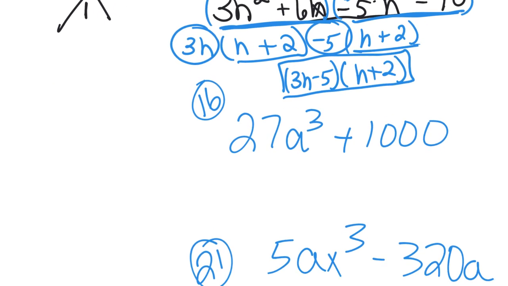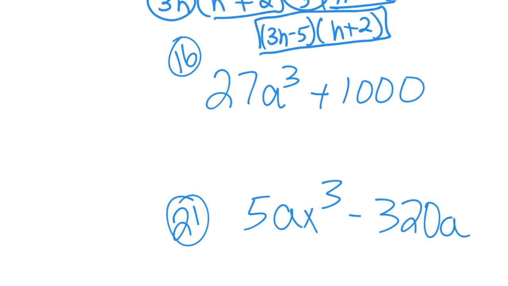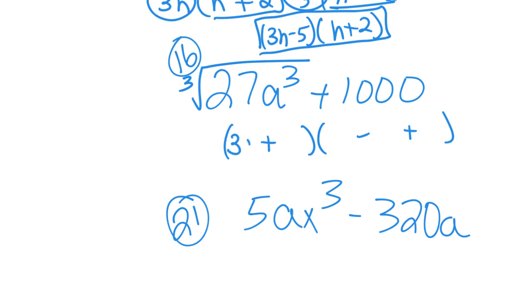Okay? The next one is going to be a sum of cubes. There is no GCF to take out. It's a sum of cubes. The formula goes plus, minus, plus. Those are the signs. You don't have to worry about signs anymore. Take the cube root of the first term, which would be 3a. Is everybody okay with that? Okay.